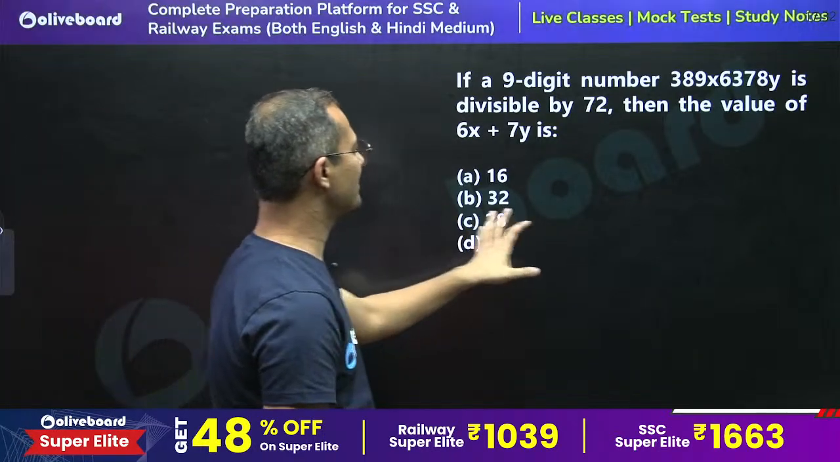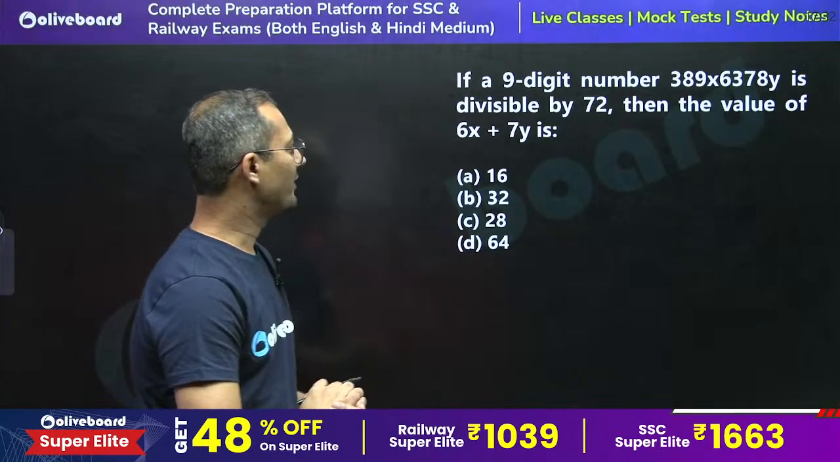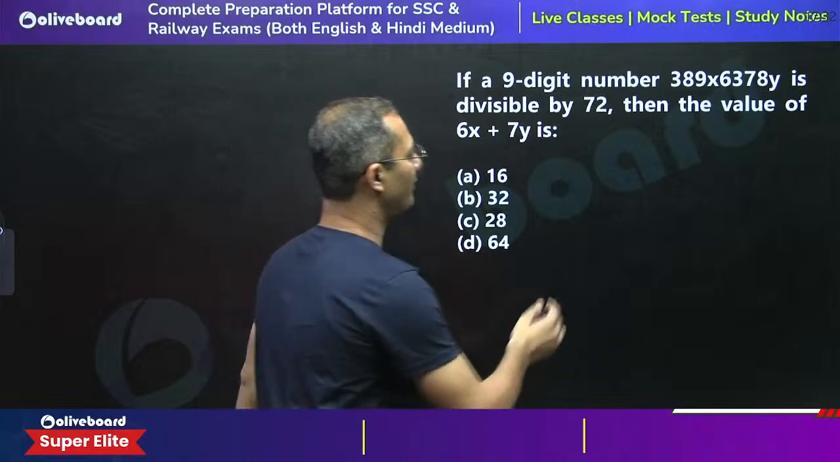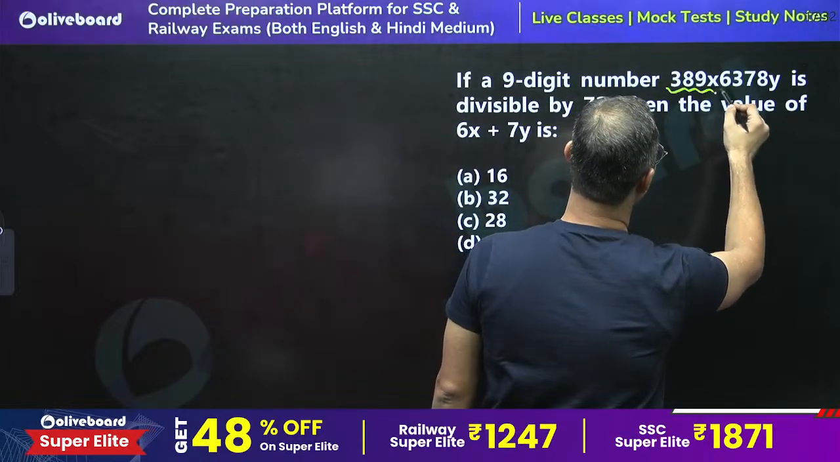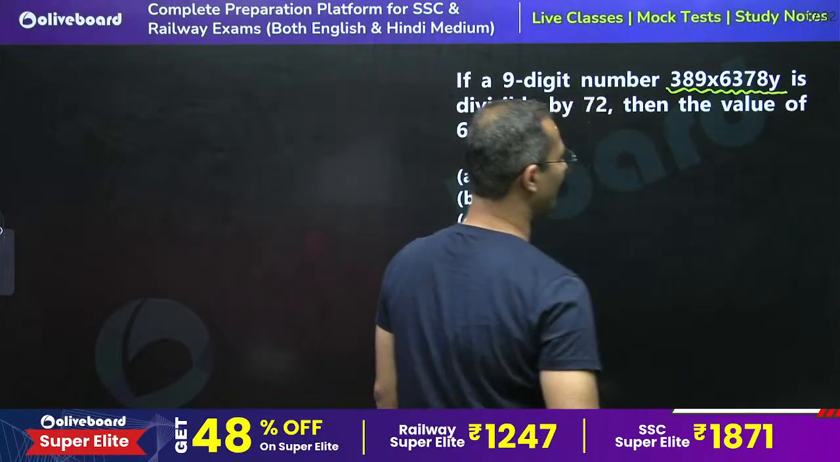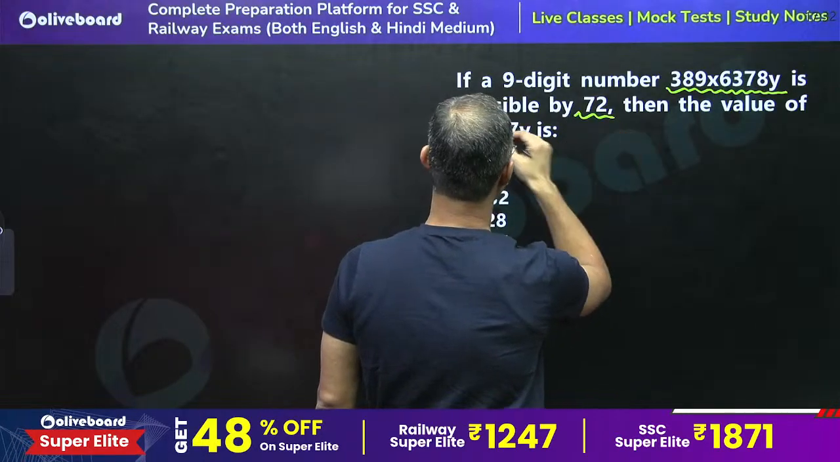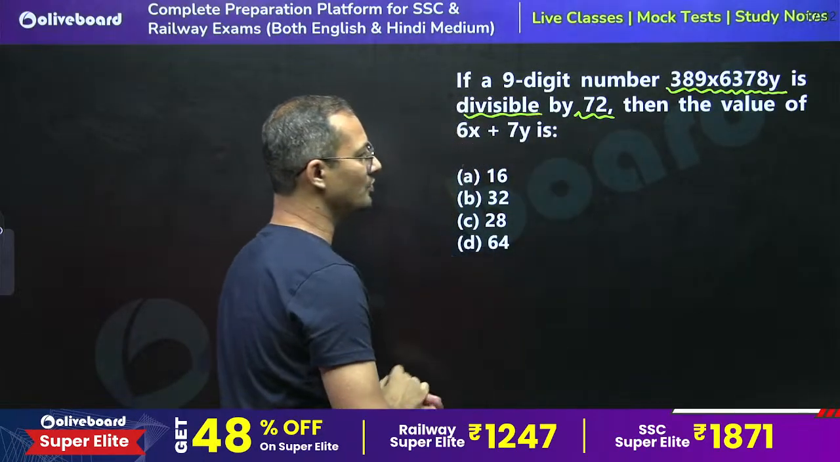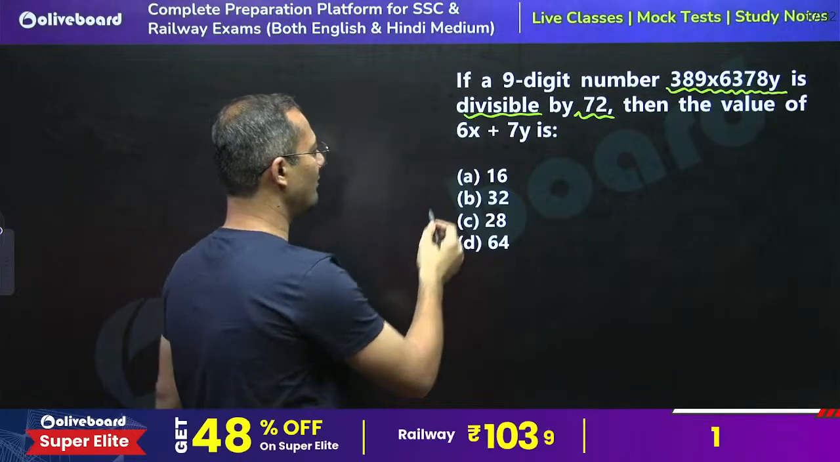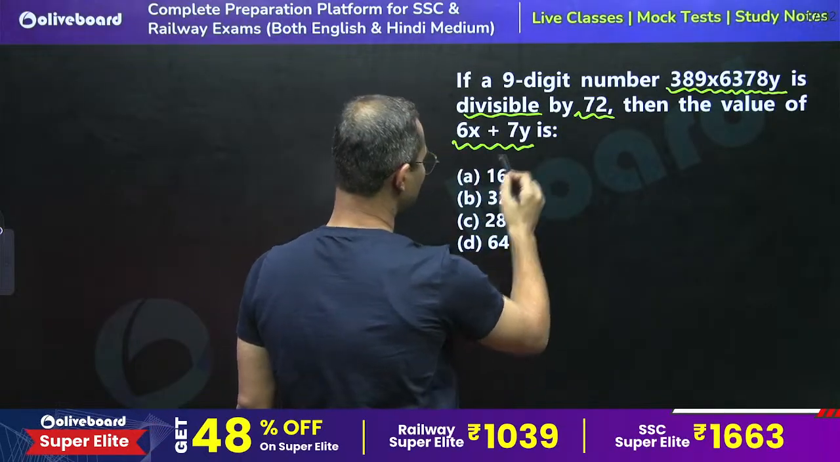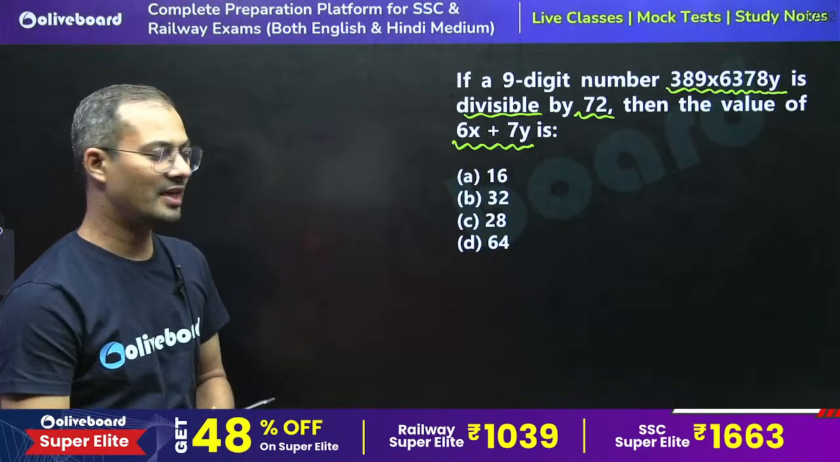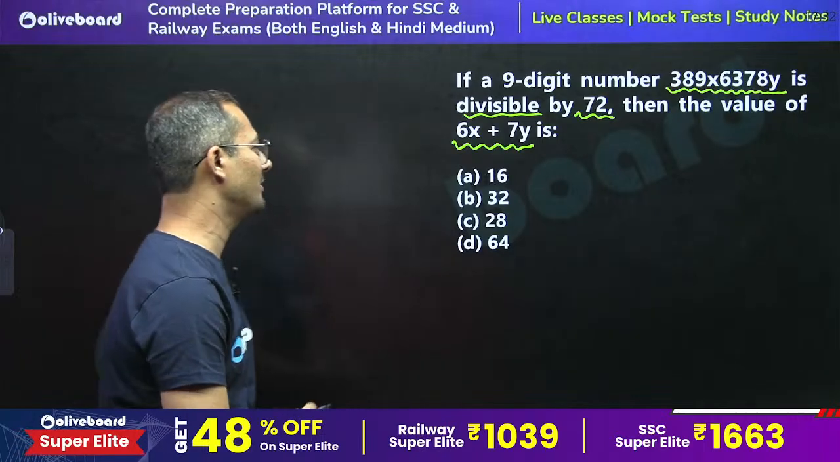So tell me what is the answer of this question. See, if the 9-digit number 389x6378y is divisible by 72, then what is the value of 6x plus 7y?